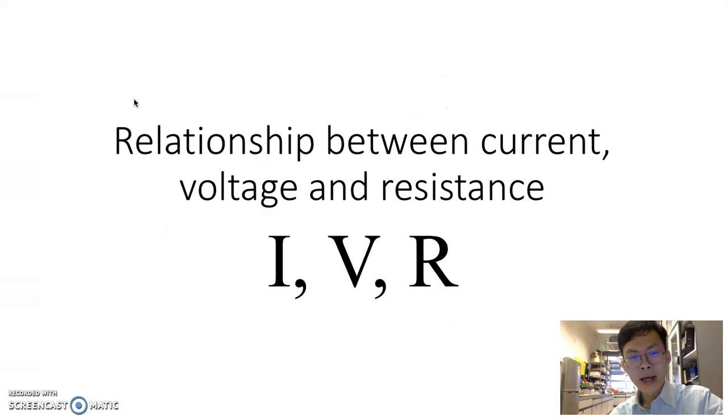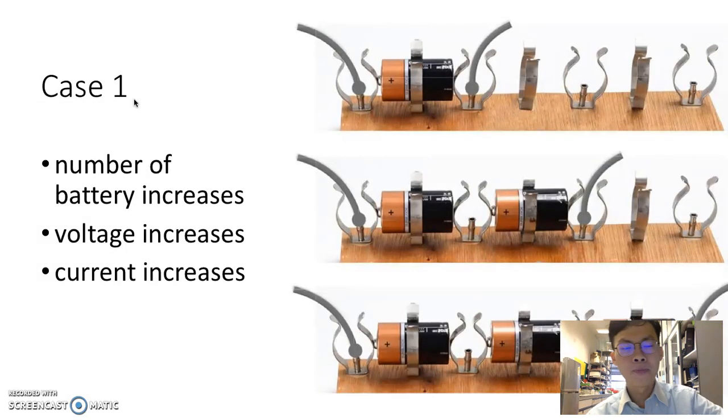Okay, and then it's about the relationship between current, voltage, and resistance. For case one, if the number of batteries increases, the voltage will increase, and hence the current will increase. So I guess it will be the easier one. And how do we actually do an experiment to find the relationship?